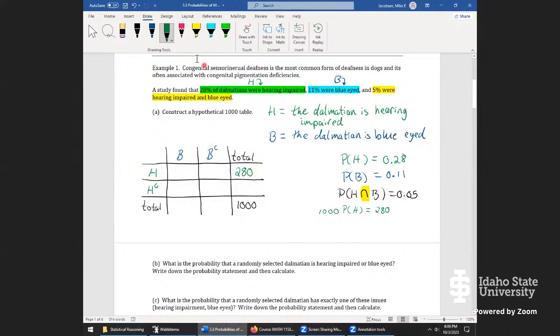So once I throw this in, we're just going to do it again with the probability of B. Multiply probability of B by 1,000. And we'll get 110 altogether. So we're expecting 110 blue-eyed Dalmatians. So now go to the B column. And just like before, if you're in this cell, these are particular types of Dalmatians as well, blue-eyed and hearing impaired. Still blue-eyed at this cell, but now they are not hearing impaired. These are the blue-eyed Dalmatians that hear just fine. Go to the column total here, and this is all 110 blue-eyed Dalmatians.